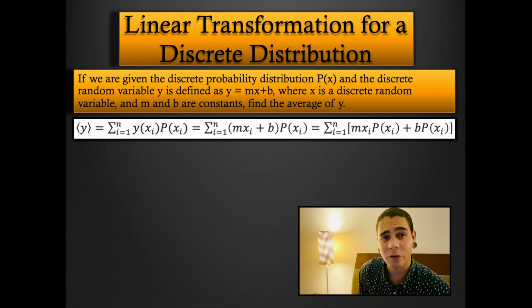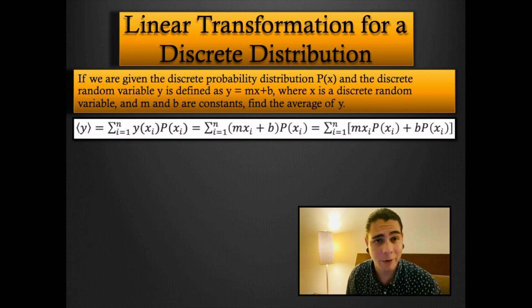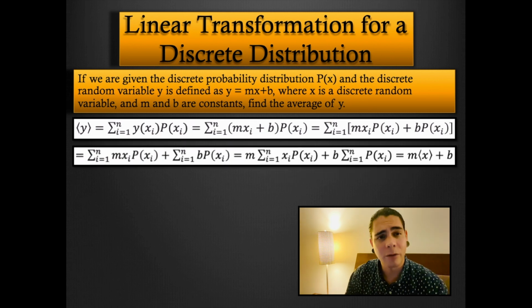And since we know what y is, we can plug that in and we're left with the summation over all the ith indices of m x sub i plus b, all of that being multiplied by p of x sub i. Since that's all being multiplied by p of x sub i, we just distribute that term to each one of the other terms in the linear equation. So we're just left with m x sub i times p of x sub i plus b times p of x sub i. But since this is all being summed over, we can actually distribute the summation over each term as well. So we're left with the summation over all the ith indices of m times x sub i times p of x sub i plus the summation over all the ith indices of b times p of x sub i.